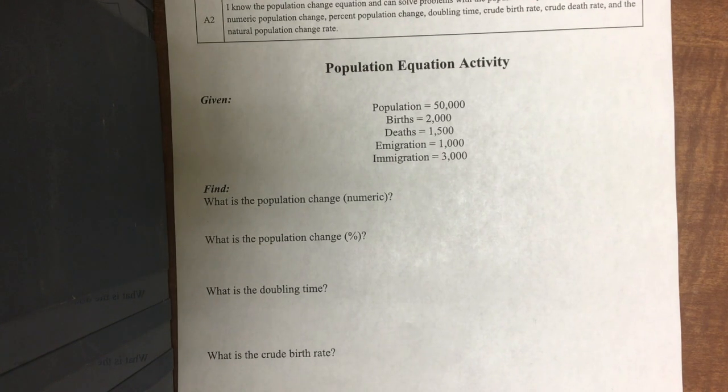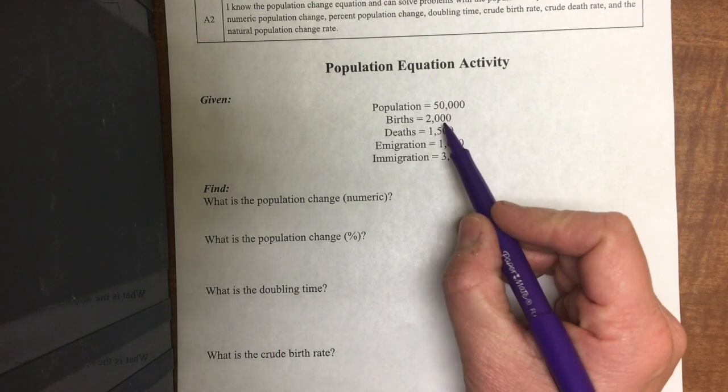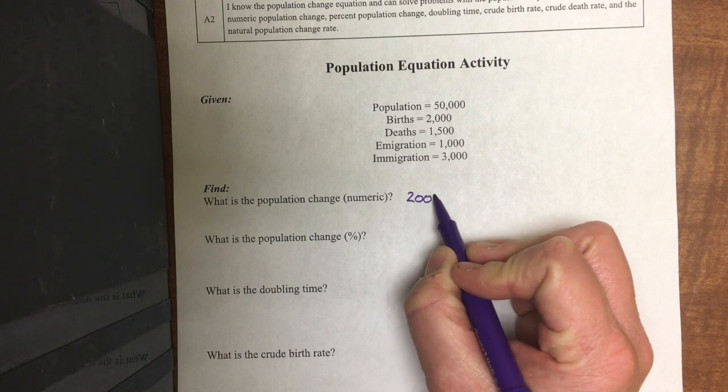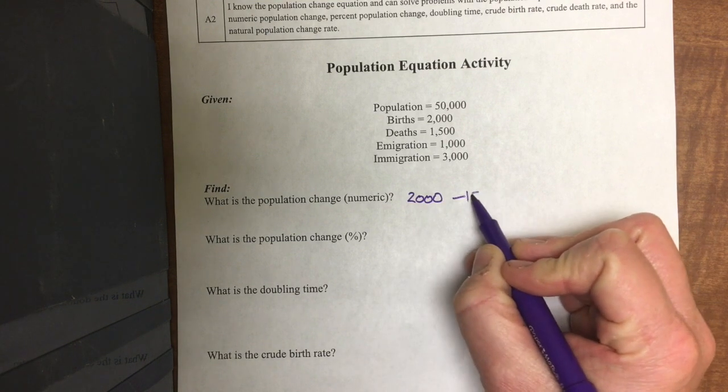So we're going to look at the population change equation. First we're going to look at this in general, if I'm given a whole bunch of numbers about a population. The first question asks, what's the population change, numerically? Again, this is that idea of R, the intrinsic rate of change. My births are going to cause population to go up. My deaths will cause it to go down.